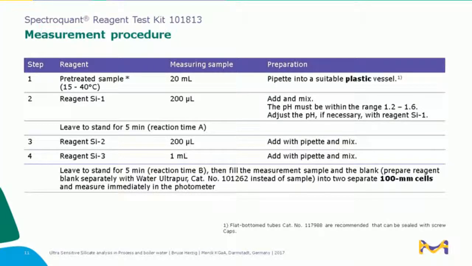After that time period, you will pipette 200 microliters of SI2 and mix, and then you will pipette 1 milliliter of SI3 and mix. At this point, you leave it to stand for 5 minutes. This is called reaction time B. And at the end of 5 minutes, you transfer this solution to 2 separate 100 millimeter cells, one for the blank, one for the measurement sample, and measure immediately in the photometer. Again, the procedure must be performed in plastic vessels. Of course, it is okay to use the quartz cuvettes or glass cuvettes for the measurement itself in the spectrophotometer.